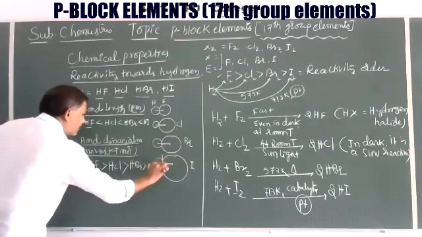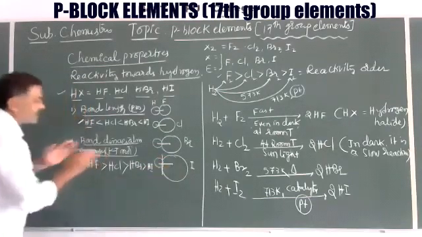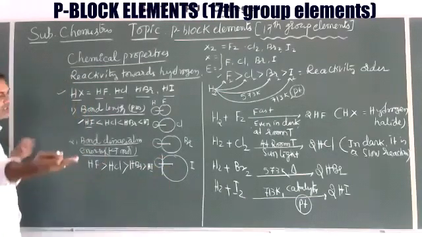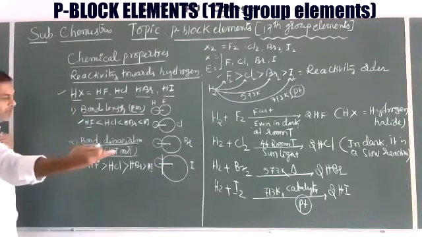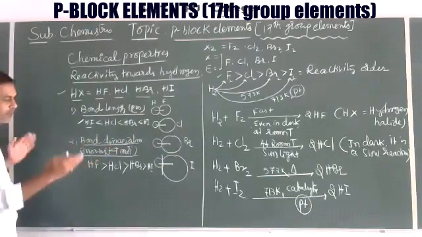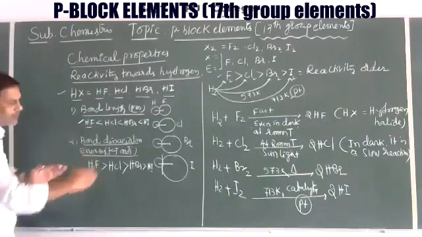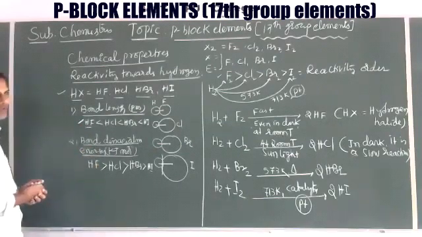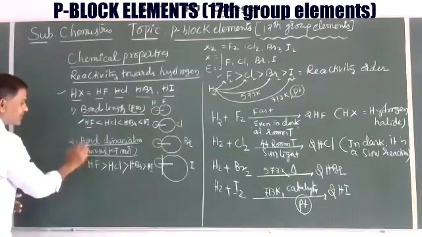So to break the bond between iodine and iodine, a lesser amount of energy is required, because the bond length between the two atoms is more. They are weakly attracted, so they are ready to break using less energy. This is bond dissociation energy.